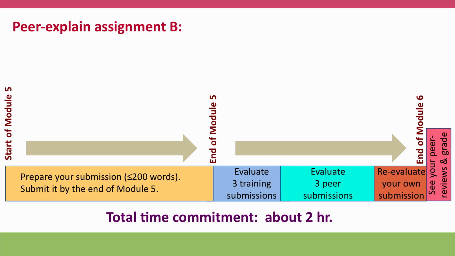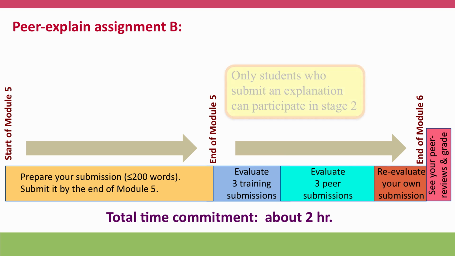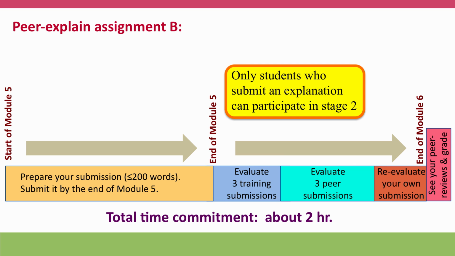At that point, everybody who's submitted an assignment will move into the evaluation and training stage, where they'll first complete 3 training submissions and then evaluate 3 or more submissions from fellow students, and then get to see their results. As a reminder, if you don't submit an explanation by the first Sunday midnight deadline, you won't be able to participate in Part 2 and you won't get any grade.